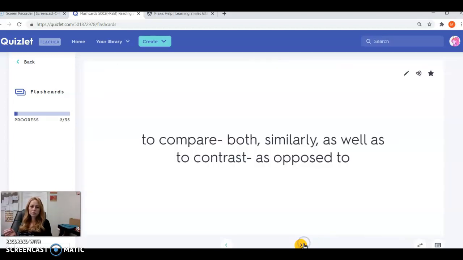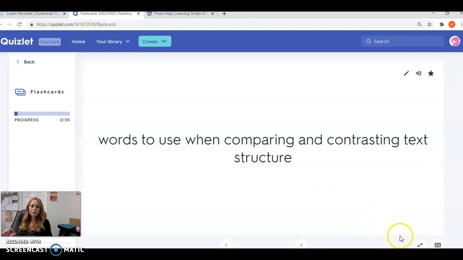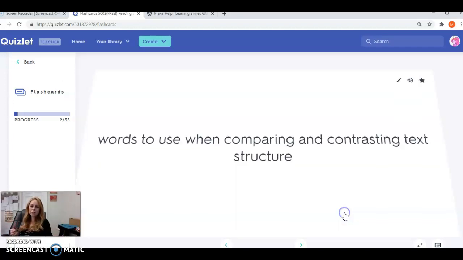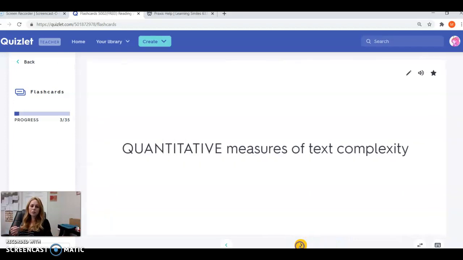So, guided questions. Okay, you also want to know words to use when comparing and contrasting. A Venn diagram is really going to help with that. To compare means that you could say both of these are fruits. To contrast, you're going to say this is an apple as opposed to this, which is an orange. So comparing and contrasting, you want to know the difference between those.